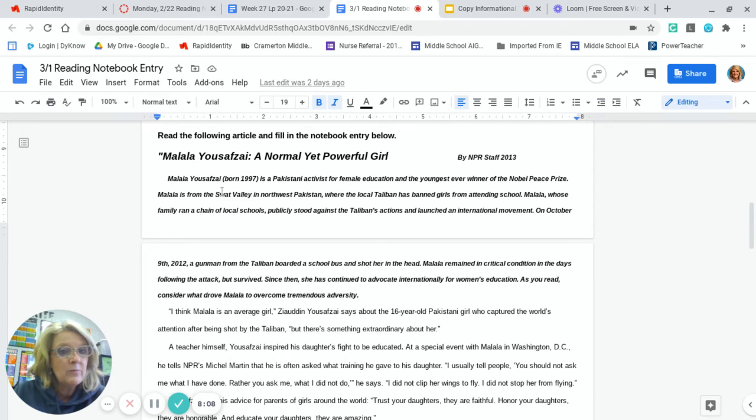All right, so Malala was born in 1997. She's a Pakistani activist for female education, and she's the youngest ever winner of a Nobel Peace Prize. Malala is from the Swat Valley in northwest Pakistan, where the local Taliban has banned girls from attending school. Malala, whose family ran a chain of local schools, publicly stood against the Taliban's actions and launched an international movement.